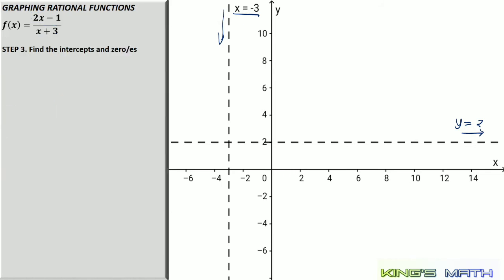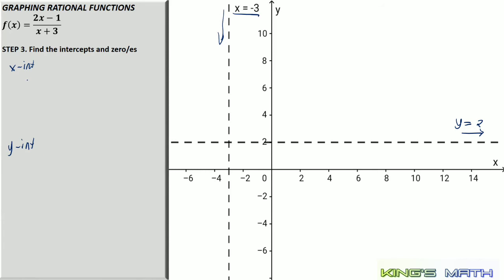Next step, we are going to determine the intercepts and zeros. What do we mean by intercepts? These are points wherein the graph will intersect the y-axis and the x-axis. So there are two types of intercept. We have x-intercept and the y-intercept. X-intercept is a point wherein the graph will cross the x-axis, and y-intercept is a point wherein the graph will cross the y-axis.